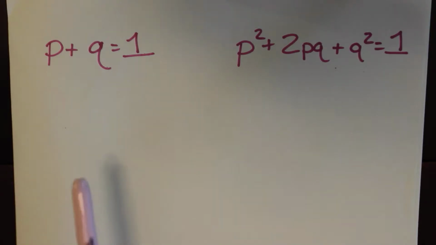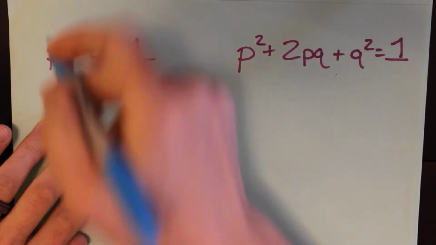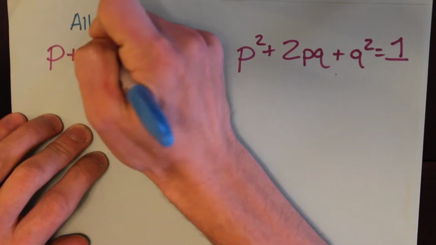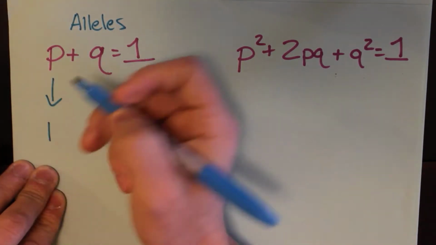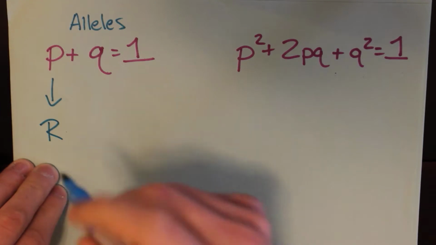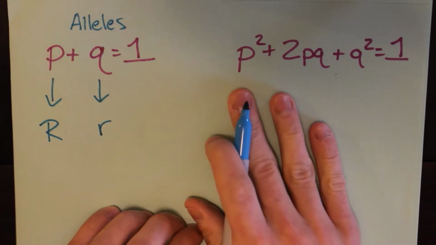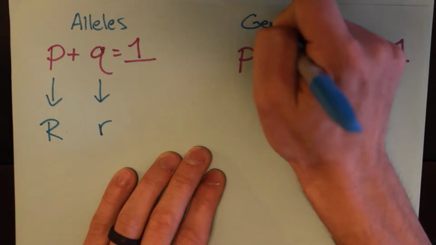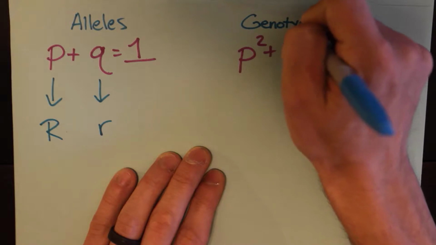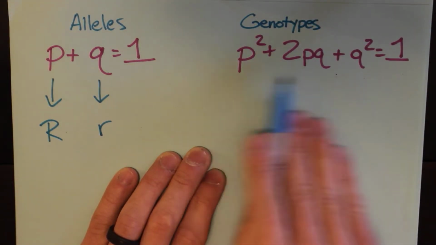For our first one, the p plus q equals 1, the p is our dominant allele. So this whole equation is only going to be for alleles. I'm just going to use R as an example. p will be our dominant allele. q will be our recessive allele. Now over here, these are going to be our genotypes. So anytime a problem gives you something where you're talking about a phenotype or a genotype, anything like that, you're going to start off using this equation.